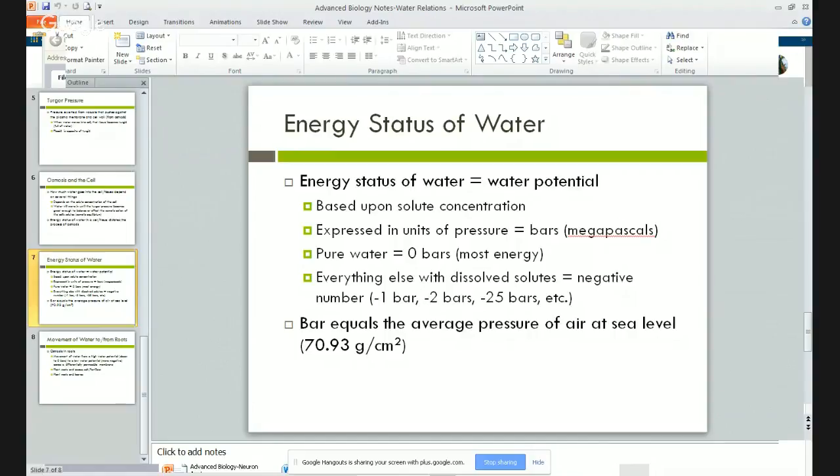Pure water is going to have the most energy potential because it's got no solute dissolved in it. So if you have any solute dissolved in it, you will have a negative energy status, or a lower energy potential. So it would be expressed as like -1, -2 bars. And I have what the bar equals down there.